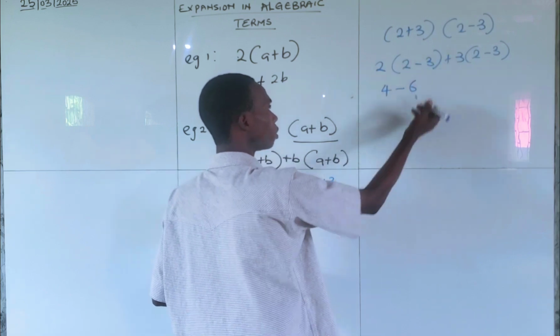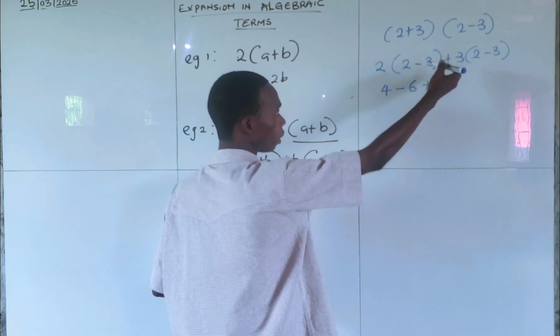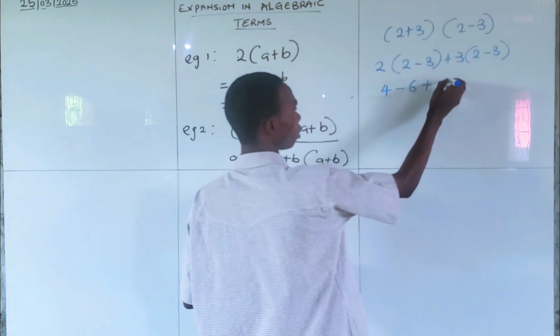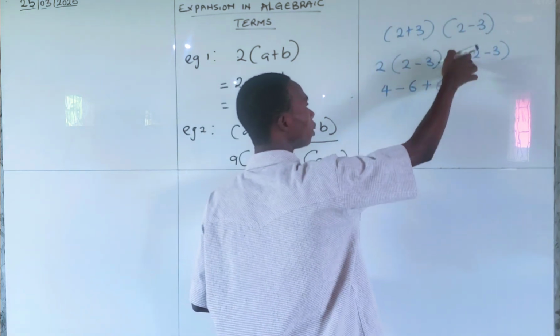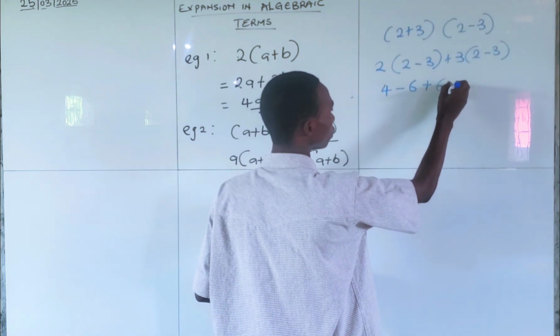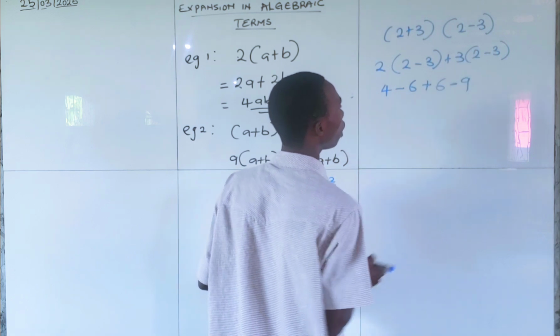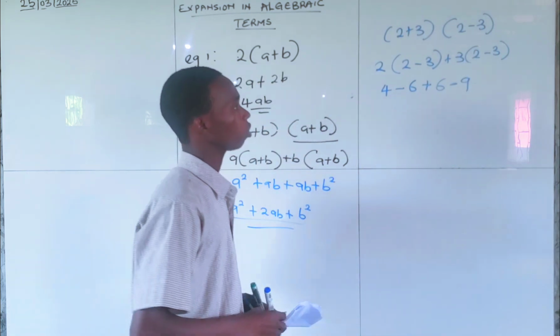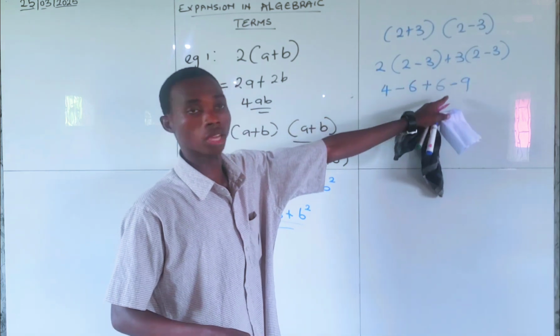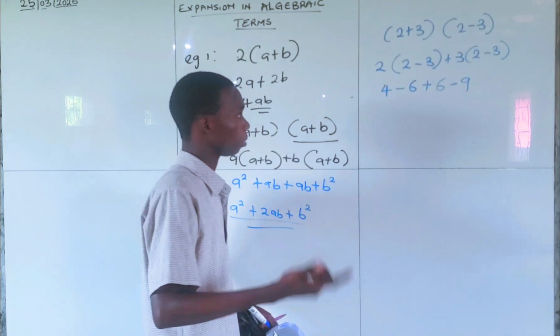And then this plus sign is still there, so bring the other plus sign. And then 3 times 2 will give us what? Will give us 6. And then 3 times minus 3 will give us what? Minus 9. Yeah, we're having minus 9, because if we say 3 times 3 there now, because of that minus sign there, that's why I'm putting the minus. So it's minus 9.